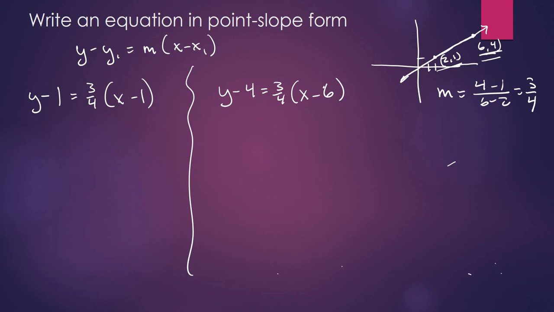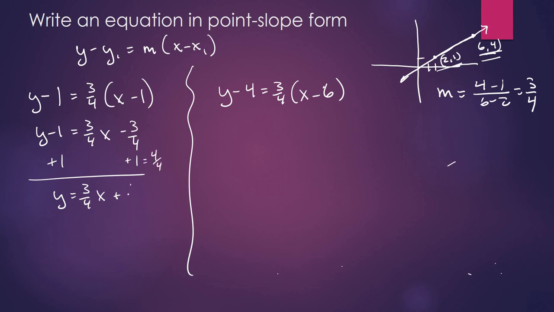Now, it looks like two different equations. However, let's take a look and change this to slope-intercept form. So, y minus 1 equals 3/4 x minus 3/4. I'm going to add 1 to both sides. Y equals 3/4 x plus negative 3/4 plus 1, where 1 equals 4/4, is 1/4.